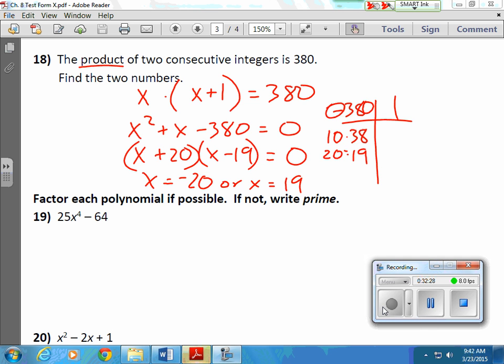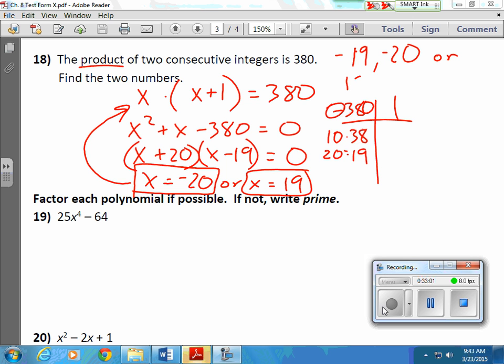Is -20 an integer? Yes. So if x is -20, what's x plus 1? What's -20 plus 1? -19. So -19 and -20, or 19 and +20. You have two ways to get 380. Both of them negative, both of them positive.